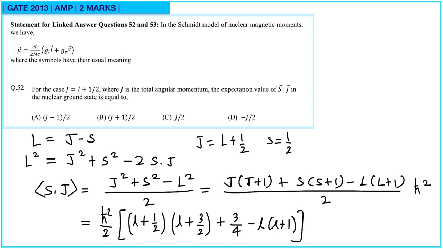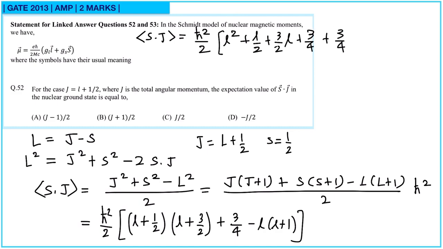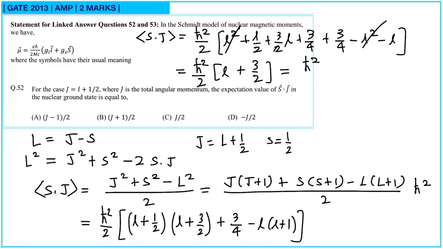Now we have to simplify it further. So S dot J is equal to h cut square by 2 common, L square plus L by 2 plus 3 by 2 L plus 3 by 4 plus 3 by 4 minus L square minus L. That is h cut square by 2, L square minus L square cancels, L by 2 plus 3L by 2 minus L gives 2L minus L, so that is L, and 3 by 4 plus 3 by 4 is 3 by 2. So plus 3 by 2. But we have J is equal to L plus half, so here L plus 3 by 2 will be J plus 1. So this will be h cut square by 2 into J plus 1. So option B is correct.